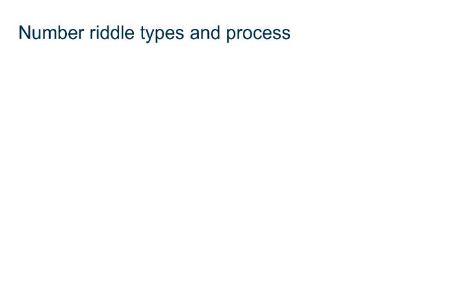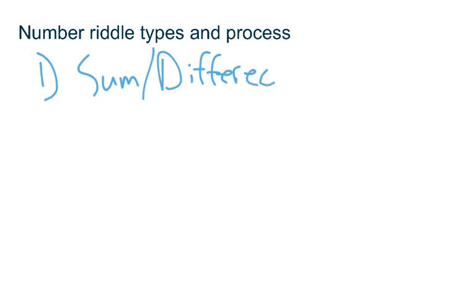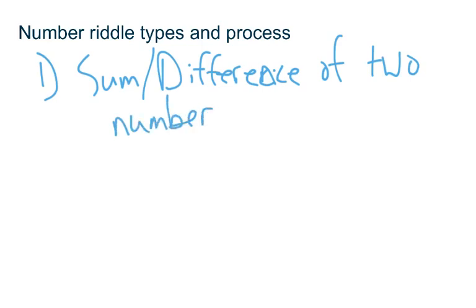The first type of number riddles you'll see is usually the sum or difference, depending on the type of the problem, of two numbers. And you'll have to find both of them. But you're going to be given information only about one, and you won't be given either one explicitly. The second one is consecutive integer problems.